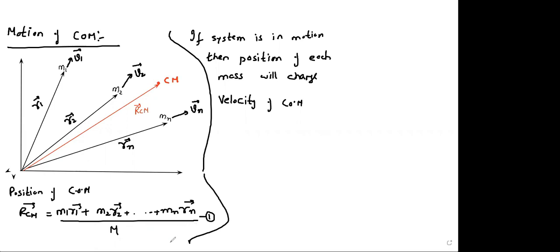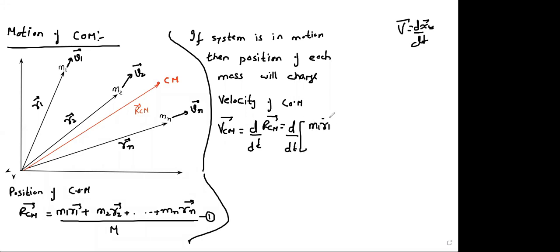Right? We know that velocity is rate of change of position. So you can write that velocity of center of mass is just rate of change of position of center of mass. This is how we define velocity, that velocity is rate of change of position. So here, instead of a position of a single mass, I'm taking position of the center of mass. So this will be d over dt of RCM, which is m1r1 plus m2r2 plus mnrn divided by M.